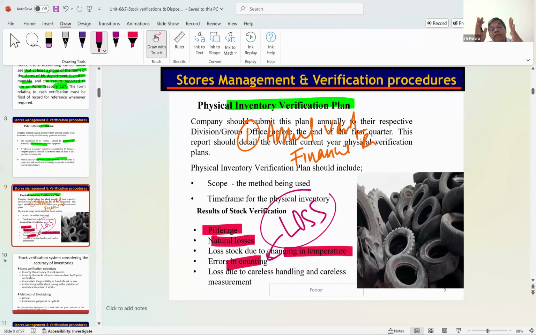What are the quantities and what are the values? So the loss in terms of quantity plus value.